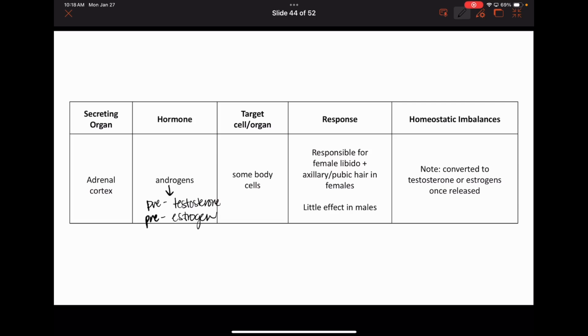It has a bigger effect in females, so it's responsible for the female libido or sex drive. It's also responsible for axillary and pubic hair in females, but these androgens have little effect in males. It has a lot of influence in development while they're in utero, while they're a fetus. These androgens have a big role in male reproductive development, but once they're an adult, it has very little effect on males. So, converted to testosterone or estrogens once it's released.